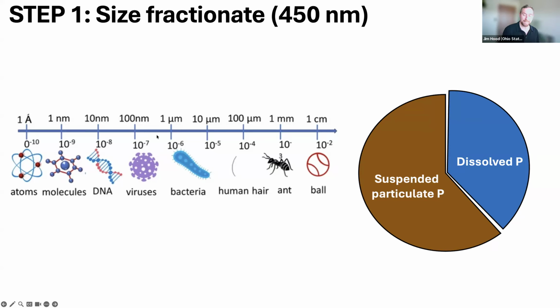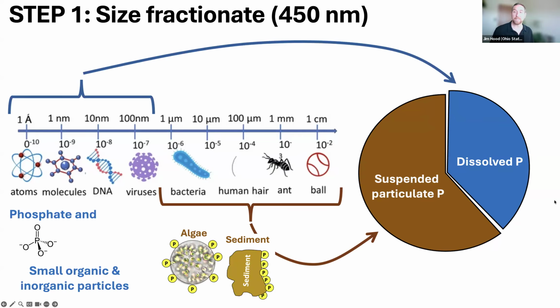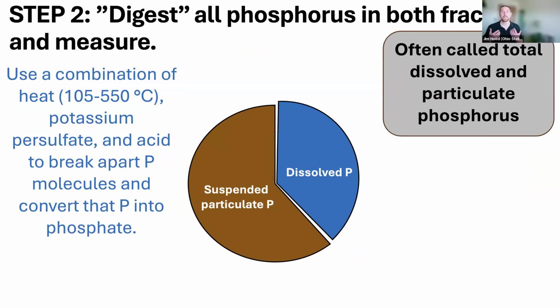So everything in this fraction here is algae and sediment and bacteria. And then this fraction, we call it dissolved, but we also know that it contains viruses, DNA, and some small molecules. The next step is to digest that water into two fractions. And we use a combination of heat, potassium persulfate, and acid to break apart these phosphorus molecules and convert them to phosphate. These are standard methods that everybody uses, I should say.